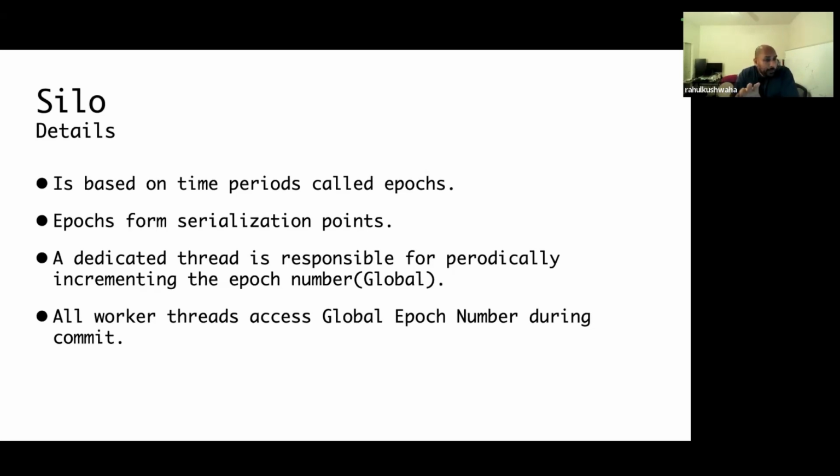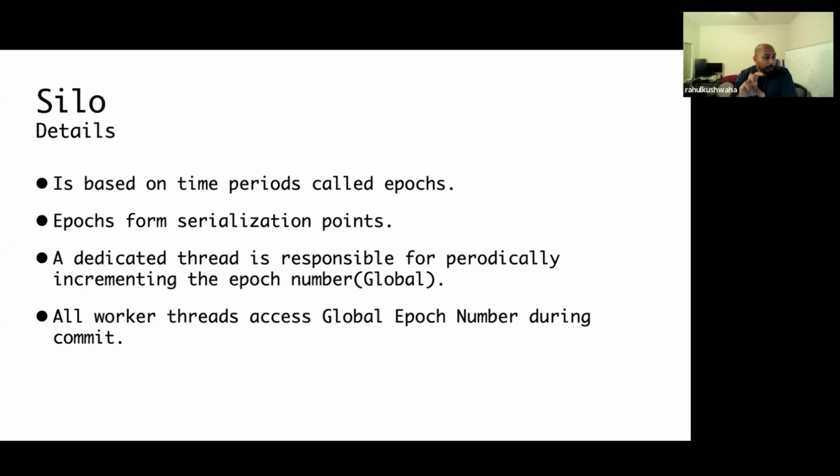A dedicated thread is present in the system to periodically increment the epoch number, and this epoch number is visible to all worker threads which are actually handling client requests. All worker threads need to access this number during commit time.